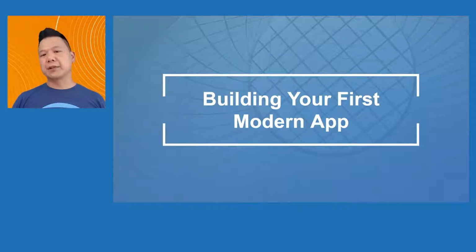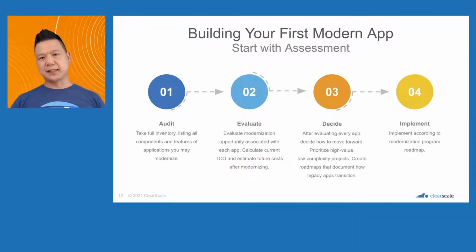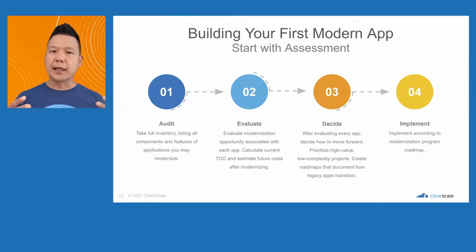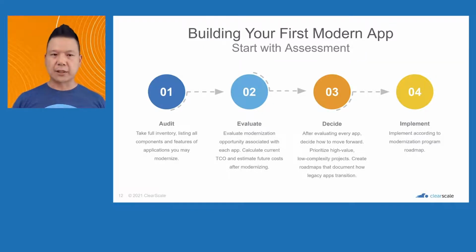Let's talk about building your first modern app or engaging on your first step in the modernization journey. So start with an assessment. Always start with an assessment. For a modern app, that's really coming from what are the business needs? What problems are we trying to solve? What capabilities does the business need to support our customers, to grow that business? Whatever that mission is. If it is application modernization, then that includes an audit, taking inventory.